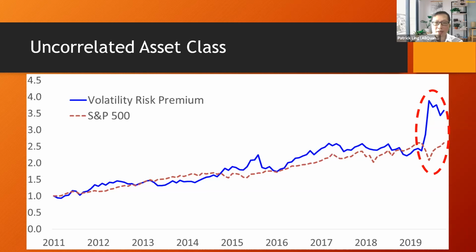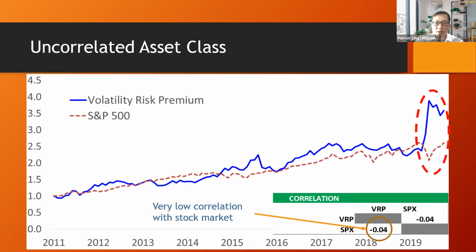In fact, we can actually calculate the correlation between our volatility risk premium strategy and the S&P 500 over this entire period. And it turns out that the correlation is actually close to 0.